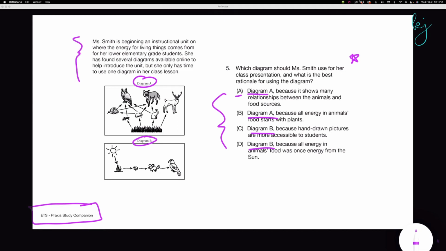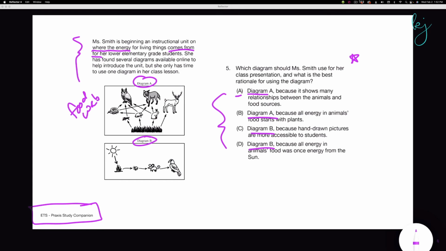Let's read the scenario here. Ms. Smith is beginning an instructional unit on where the energy for living things comes from. So that's important, where the energy comes from for her lower elementary grade students. She has found several diagrams available online to help students in the unit, but she only has time to use one diagram. All right, where does the energy come from for all living things? Now, this is part you need to know about biology, and you also have to apply that to this. Diagram A is a food web. This is a food web.